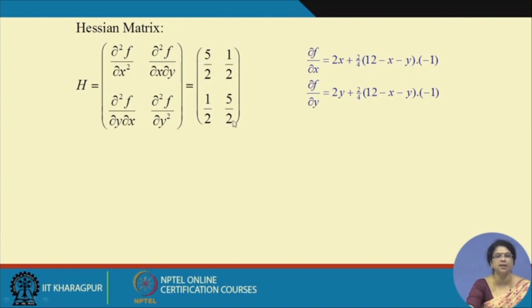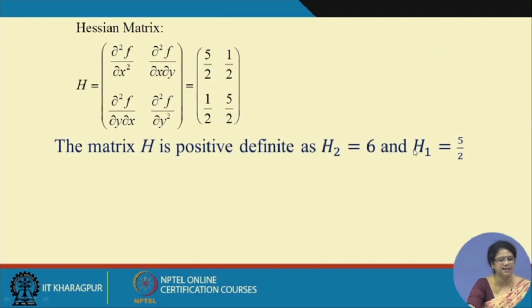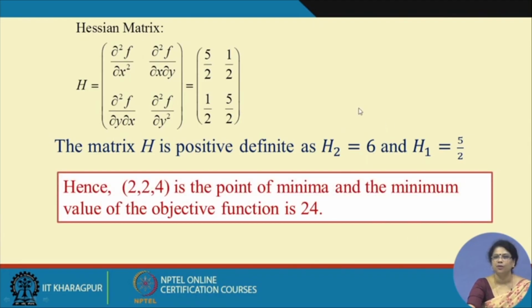The principal minors are: the first principal minor is 5 by 2, positive; the second principal minor is 5 by 2 into 5 by 2 minus half square, and the values come as 5 by 2 and 6. Okay. Both are positive. That is why we can declare that we are getting a positive definite Hessian matrix. That is why whatever extreme points we got from the necessary condition give us the minimum value of the objective function. Okay. Now, similarly, we can search for the maximum value, if at all it exists.